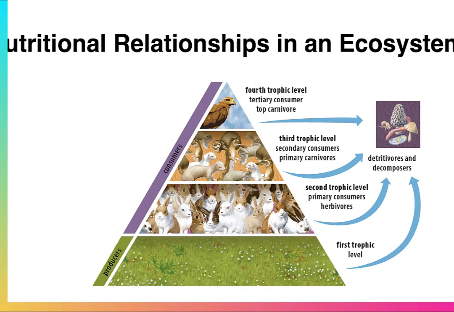So here are the nutritional relationships I just described in a pyramid sort of diagram. And again, as you see, the first trophic level is the producer, the plant. The second trophic level is the primary consumer or the herbivore. The third trophic level is the secondary consumer or the primary carnivore or primary omnivore. And then lastly, the fourth trophic level, which is generally the top carnivore or the apex predator.